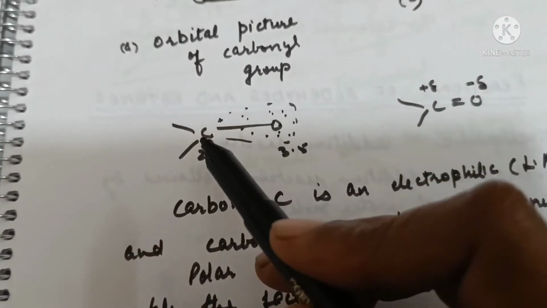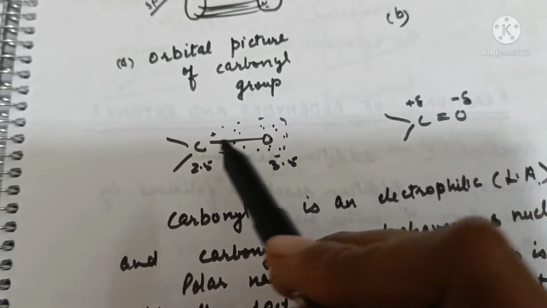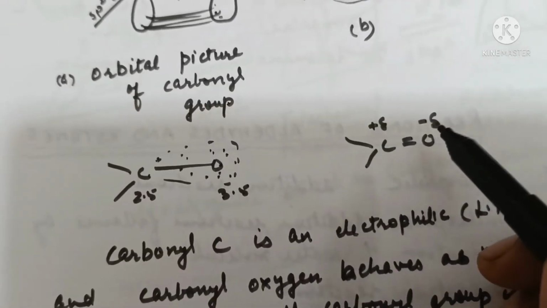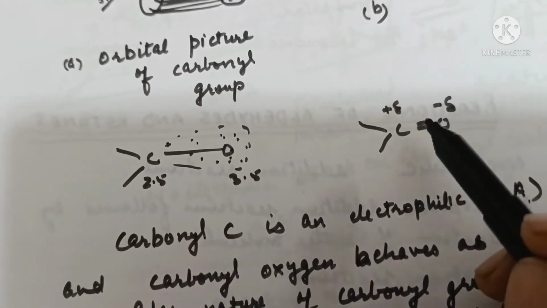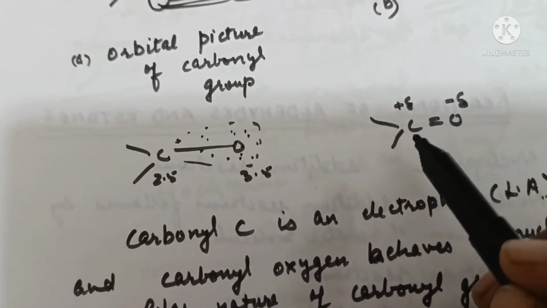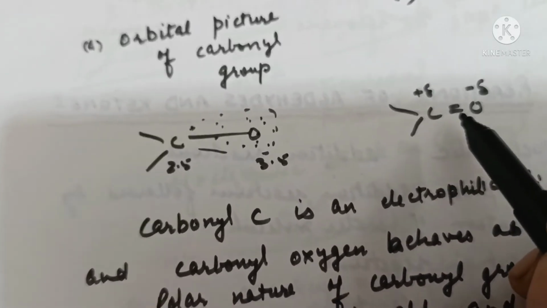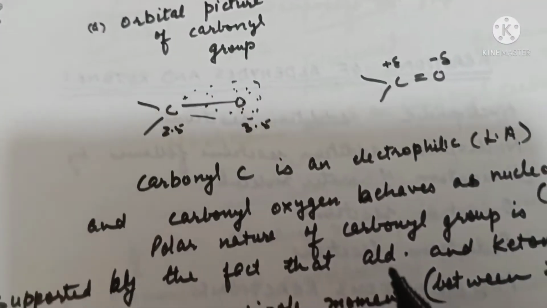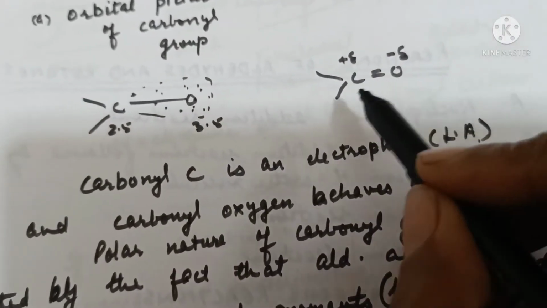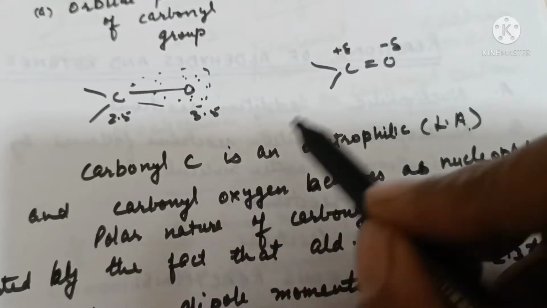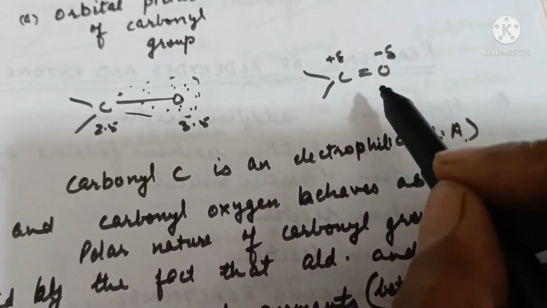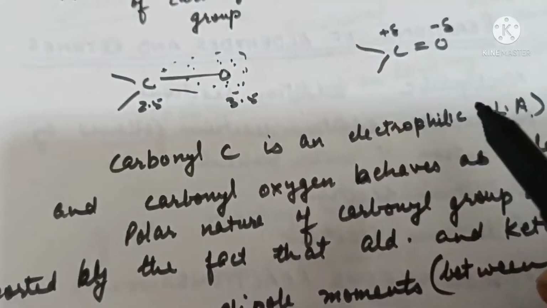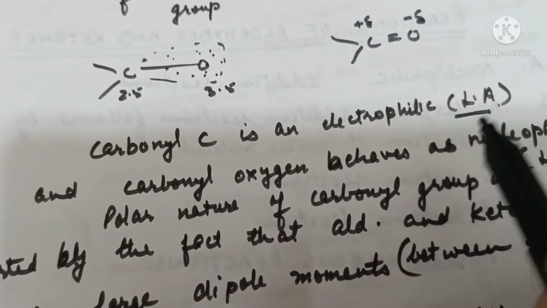Because oxygen is more electronegative than carbon, this bond is polar, with a partial negative charge on oxygen atom and partial positive charge on the carbon atom, because electrons are attracted towards the more electronegative oxygen atom. So because of this polar nature, the carbonyl carbon is an electrophile, meaning it's seeking electrons. It's electron deficient in nature, so it will act as a Lewis acid.